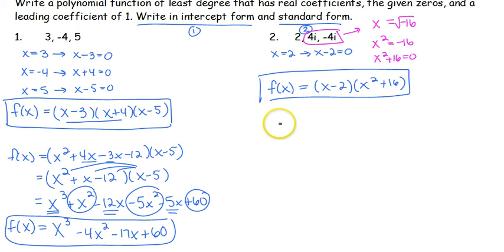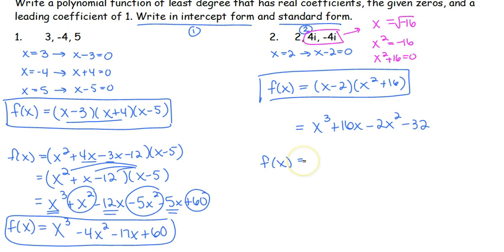Now we want to go to standard form. So to get to our standard form, we've got to FOIL. We've only got two binomials, so x times x squared is x cubed. x times 16 is 16x, a negative 2x squared, and a negative 32. So we don't have a whole lot to do.